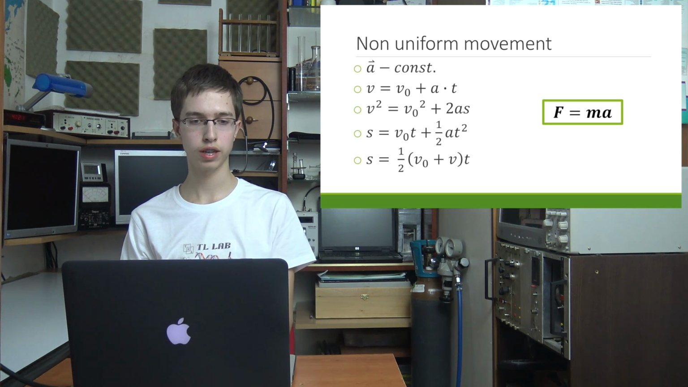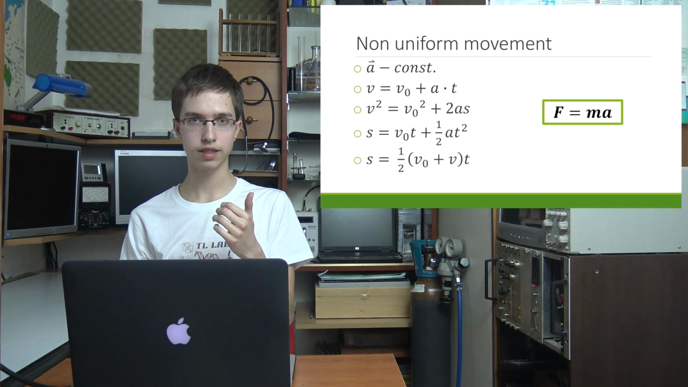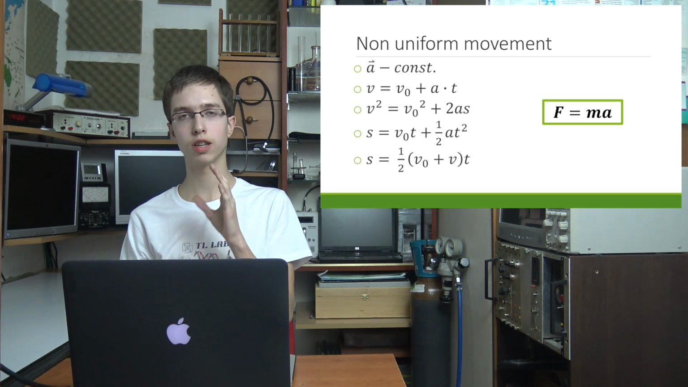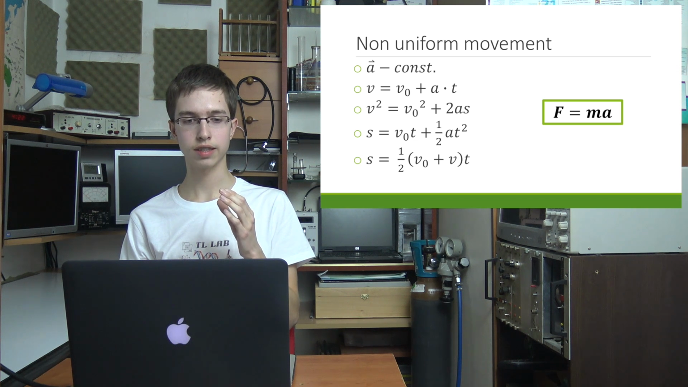We have also more formulas here, and the last one is interesting because of its speed. It says that distance s is the product of the speed and time, but this speed is a half of the sum of the starting velocity plus the velocity at some given time. And that's reasonable because v0 plus v divided by 2 is actually the arithmetic mean of those two velocities, so of the starting and that velocity.